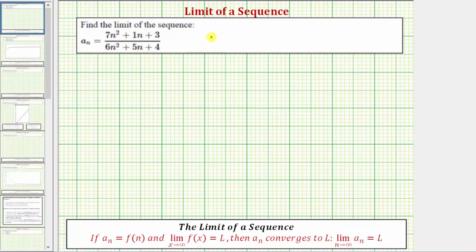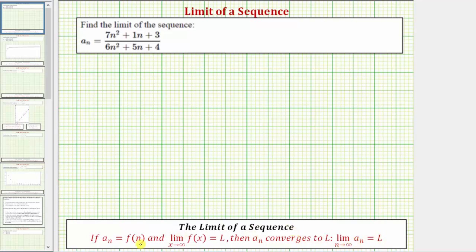We're asked to find the limit of the sequence given by a sub n. Looking at the theorem below, if a sub n equals f of n, and the limit as x approaches infinity of f of x equals L, then a sub n converges to L, and the limit as n approaches infinity of a sub n equals L.